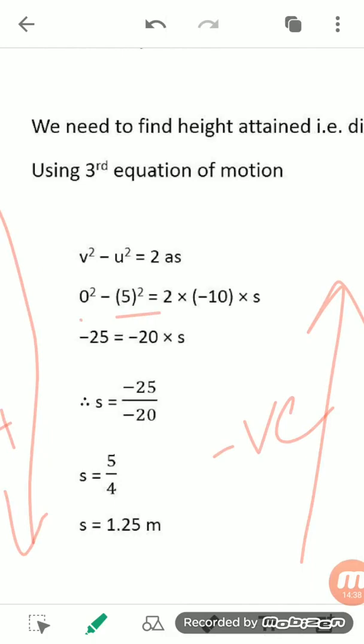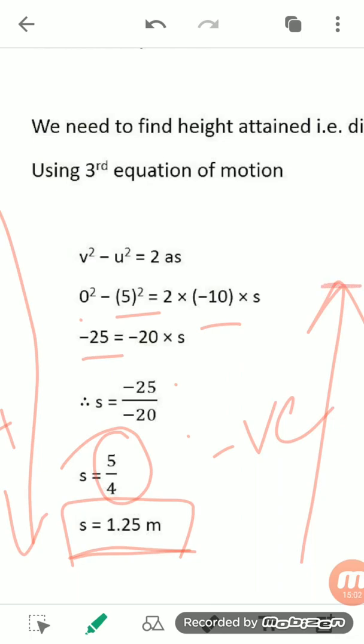So you see here, we will put the value here minus 10. You can also say it is against that of the acceleration due to gravity. So here it will be minus 25 equals minus 20 into s, or s is equal to 25 upon 20, 5 by 4. So the distance or the height the ball reaches, that is the height attained, is equal to 1.25 meter.